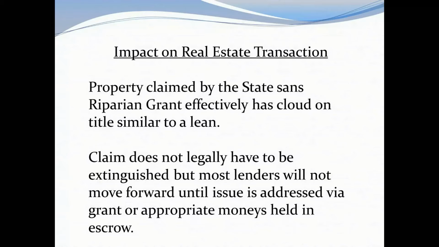The biggest of which is a property that has outstanding claim without any type of riparian grant to address that claim. This property effectively has a cloud on the title similar to a lien. And that obviously raises some issues because in a lot of cases, mortgage companies want to address that before closing, whether it be by holding monies in escrow appropriate for the approval of a grant, or actually getting the grant before the transaction occurs, which happens less often because the process is kind of lengthy to get a riparian grant.